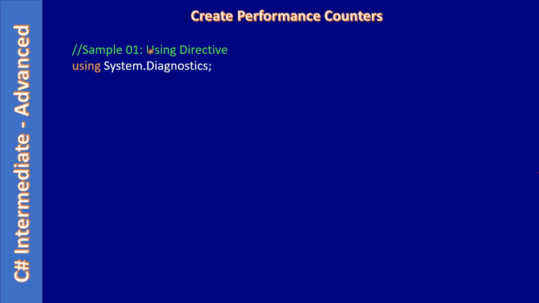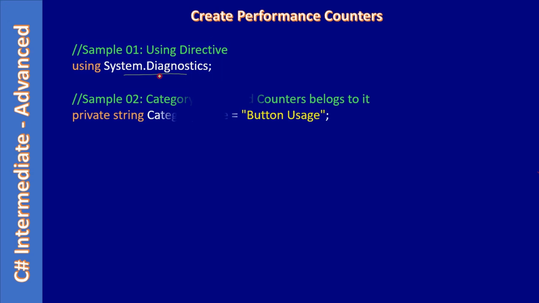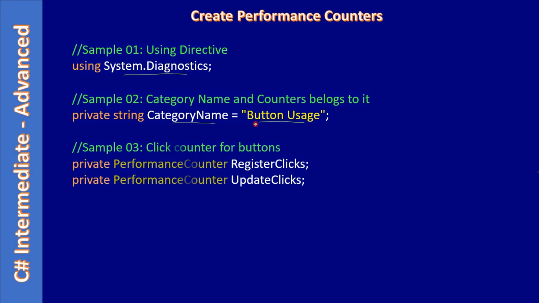So if you see, first we will use the System.Diagnostics namespace. Then we will create a string called category name. So we name the category as button usage. In the previous video, we talked about group 1, then counter 1, counter 2, right? So this will be used as group 1. You will be seeing that in the next slide. So here we specified category name as button usage.